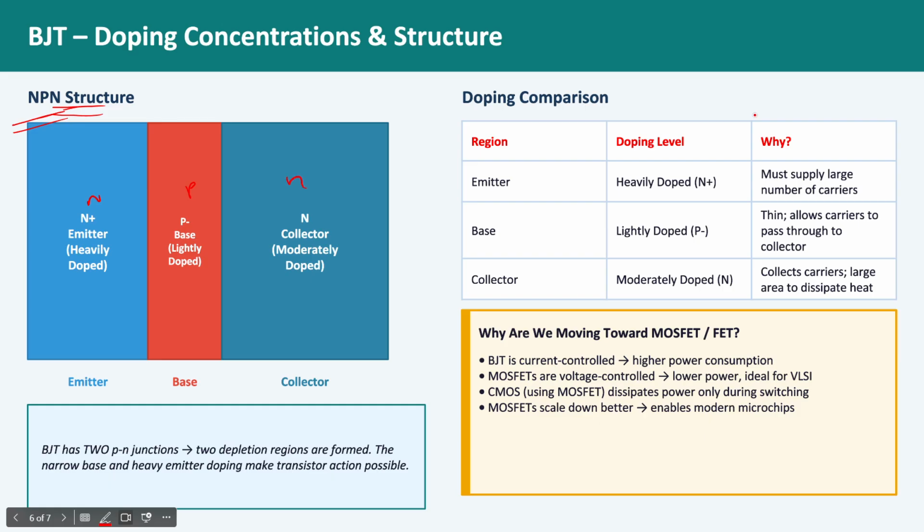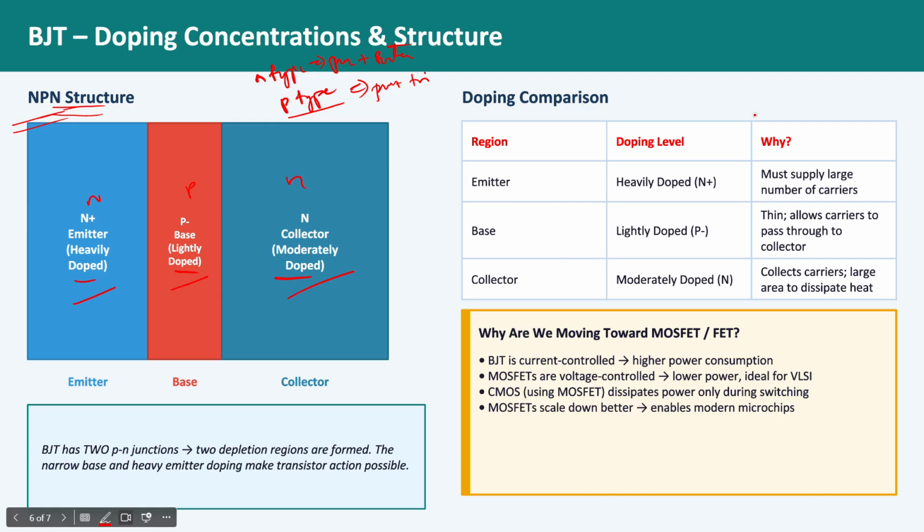So see the doping concentration. How do you get this N type and P type? We already discussed this. By doping pure silicon with pentavalent impurities, we get the N-type material. By doping pure silicon with trivalent impurities, we get the P-type material. But the concentration of doping for the emitter is more: it is heavily doped. The base is lightly doped. The collector is moderately doped.